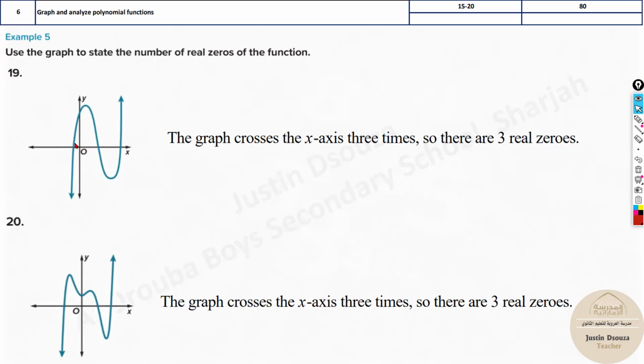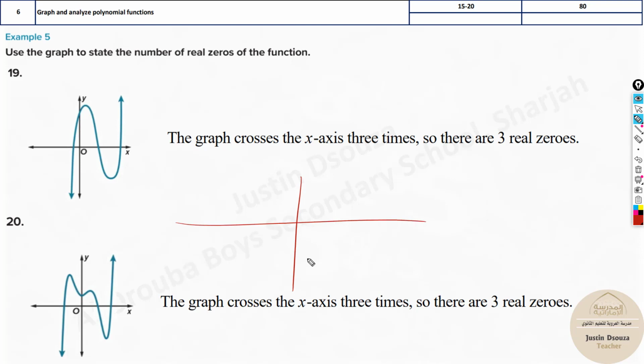Always remember the x-intercept points are the real solutions. Whenever a graph touches the x-axis, that's the solution of that graph, not the y-intercept. It's only the x-intercept. So we are just counting how many x-intercept points there are, and that many real solutions are there.